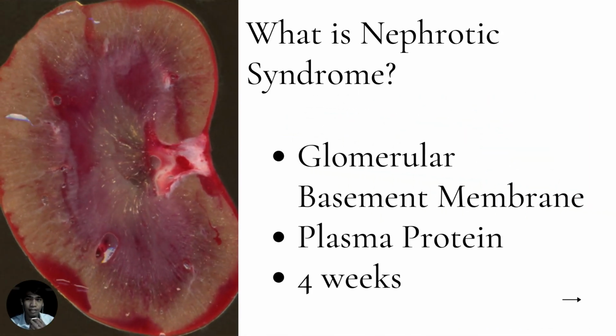First, what is nephrotic syndrome and what is the definition of it? Nephrotic syndrome is a chronic renal disorder characterized by alteration in the glomerular basement membrane, allowing increased glomerular membrane permeability to plasma protein with remission and exacerbation. Acute phase lasts for 4 weeks.